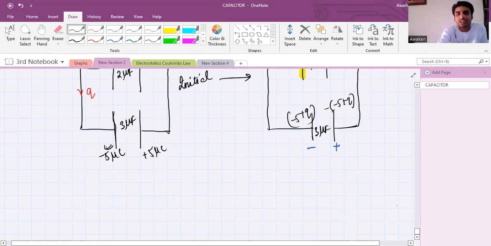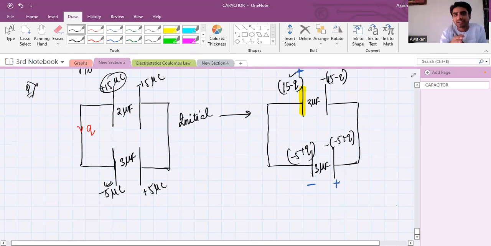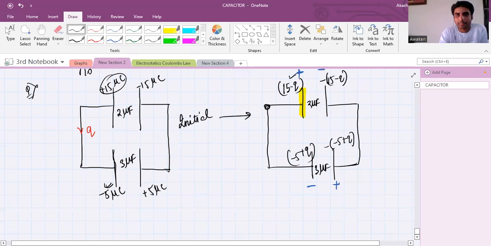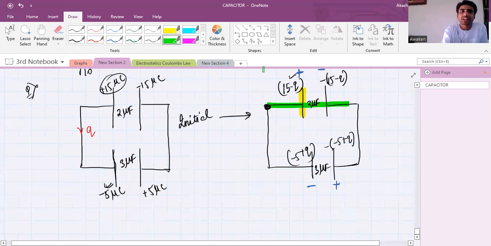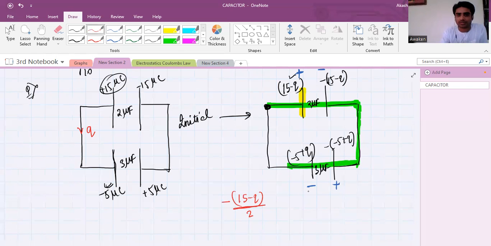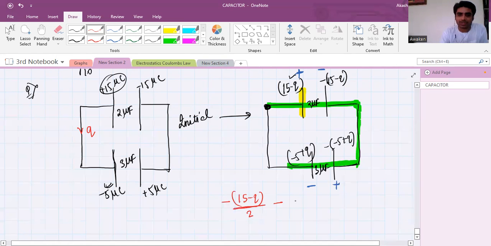See, for the upper capacitor, what will I write? Let us start from this point. When I cross this capacitor, what is the first equation that I will write? For the potential difference, I'm going from plus to minus, right? It's minus Q by C. And I arrived here. I'm coming down. After reaching the bottom, again I'm crossing, going from plus to minus again.